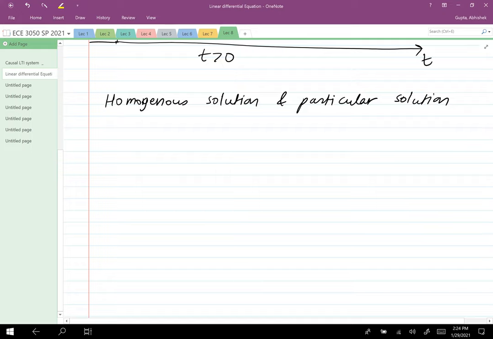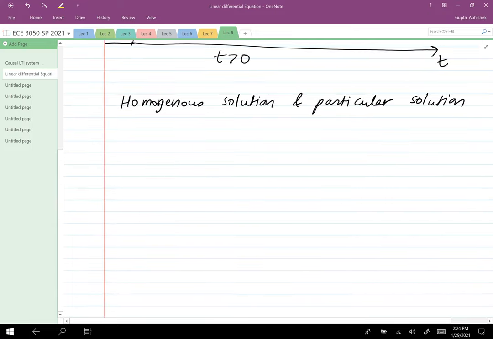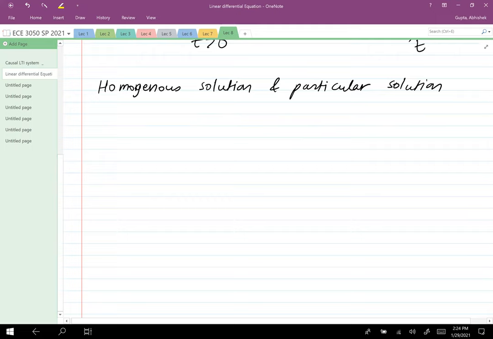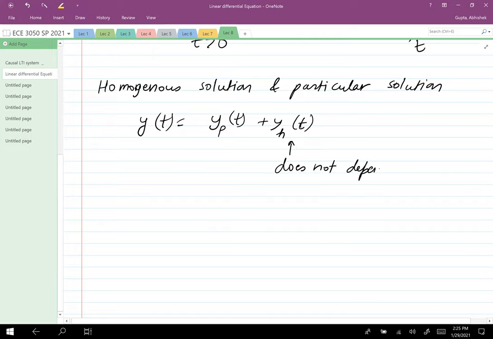So linear differential equations can be solved using this fashion. So let's look at what is the homogeneous solution. So we typically say that y of t would comprise of yp of t plus yh of t. So yh of t is the homogeneous solution and yp of t is the particular solution. Homogeneous solution doesn't depend on the input. Particular solution depends on the input. Does not depend on input, depends on input.